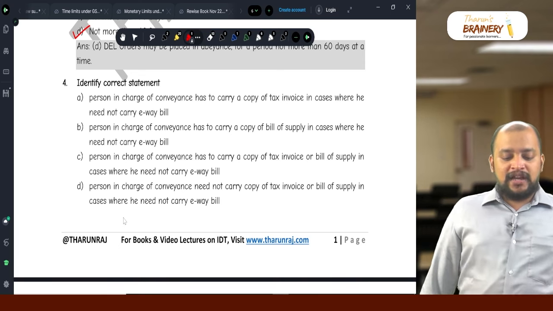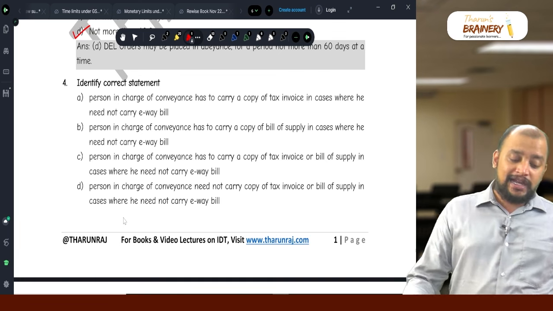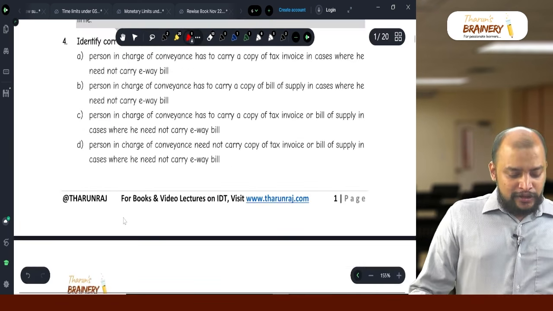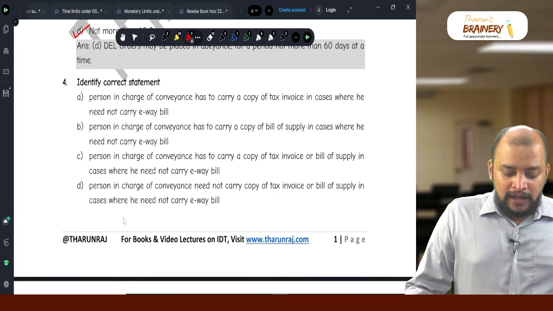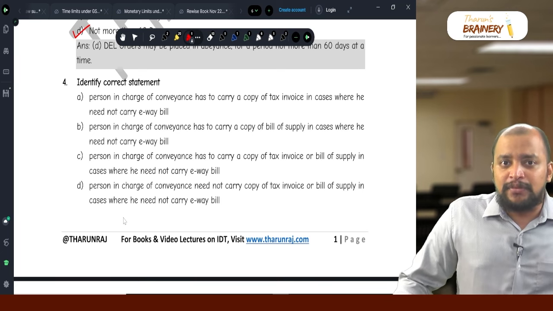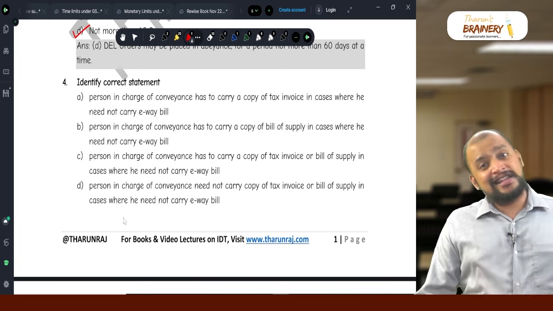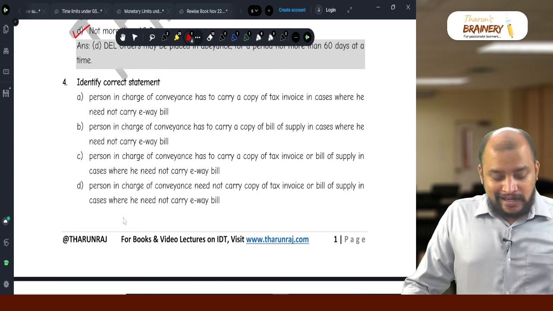Person in charge of the conveyance has to carry a copy of tax invoice in case where he is not required to carry e-way bill. Actually, where he is not required to carry e-way bill, not only the tax invoice, even bill of supply in case of exempted goods, and if it is other than supply, delivery challan is also required. So option A cannot be considered as correct.